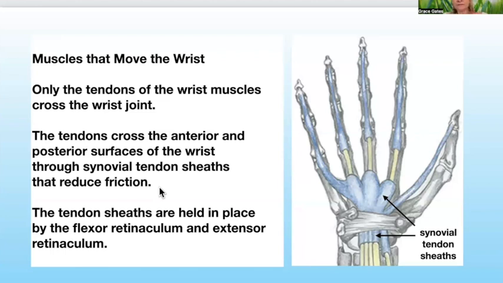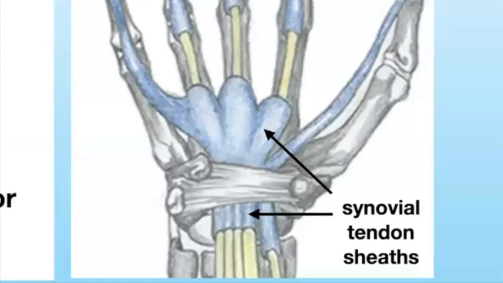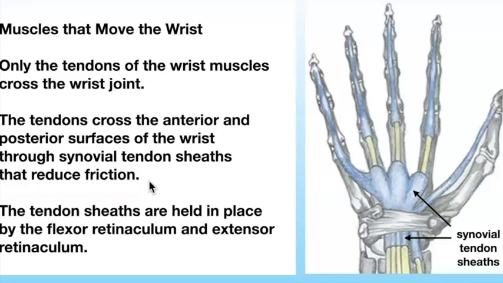Now, the tendon sheaths are held in place by an anterior band of connective tissue that's called the flexor retinaculum. Flexor standing for the fact that it's holding down the flexors of the wrist joint. And retinaculum you can think of as a word for connective tissue band. So the flexor connective tissue band anteriorly, and the extensor retinaculum, the extensor standing for the fact that it's holding down the tendons of the extensor group of muscles, and then the retinaculum standing for connective tissue band.